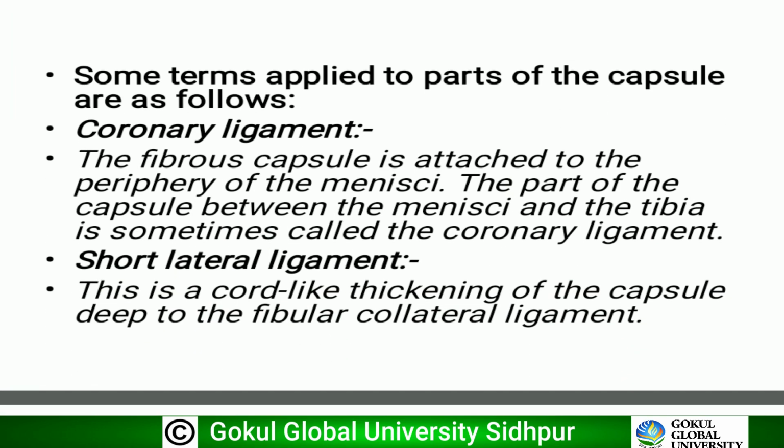Some terms applied to the parts of the capsule are as follows. Coronary ligament. The fibrous capsule is attached to the periphery of the menisci. The part of the capsule between the menisci and the tibia is sometimes called the coronary ligament. So you have to remember that the part of the capsule between the menisci and the tibia is sometimes called the coronary ligament. Short lateral ligament. This is a cord-like thickening of the capsule deep to the FCL, fibular collateral ligament.